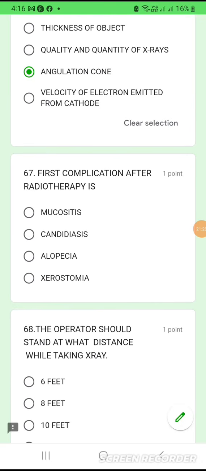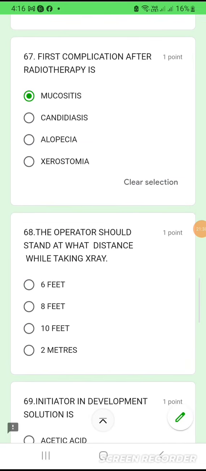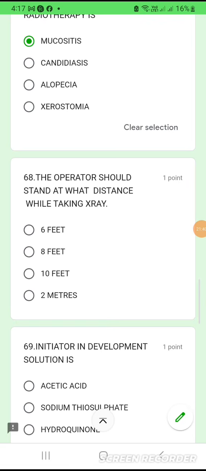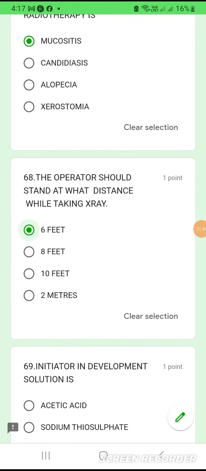67. First complication after radiotherapy. So after the first radiotherapy, your oral cavity will be inflamed. So the first common complication will be mucositis. Okay, option A. Question number 68. The operator should stand at what distance while taking X-ray? The operator should stand at least 6 feet. 6 feet from the X-ray machine.